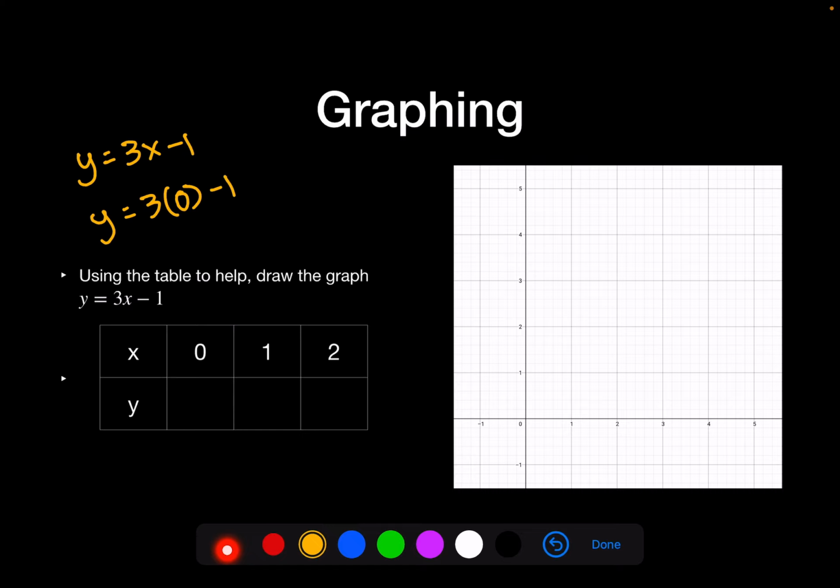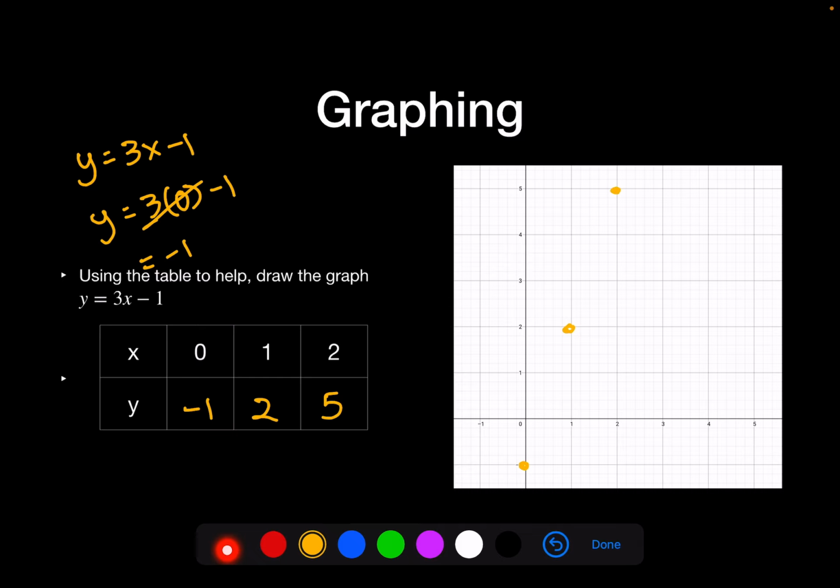So 3 times 0 is just 0, so that doesn't matter, and we have a minus 1. So y is equal to minus 1 over here. You can do the same process for these and you would get 2 and 5. Now we have to plot the points on the graph. Our first point over here is 0, negative 1. So let us plot down the point 0, negative 1, which is right here. Next is 1, 2. So 1, 2 is right over here, and 2, 5 is right over here.